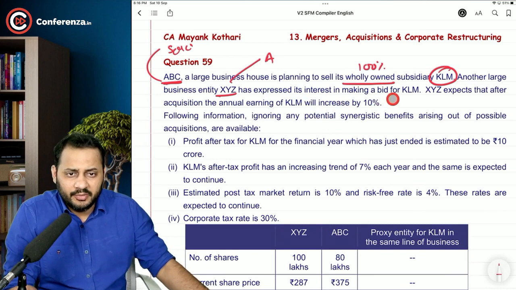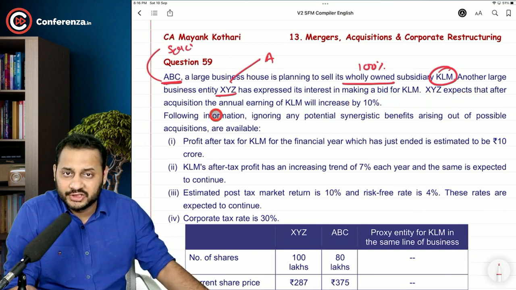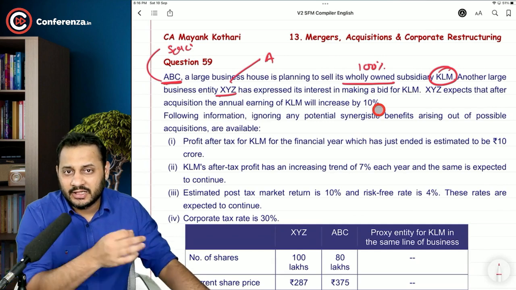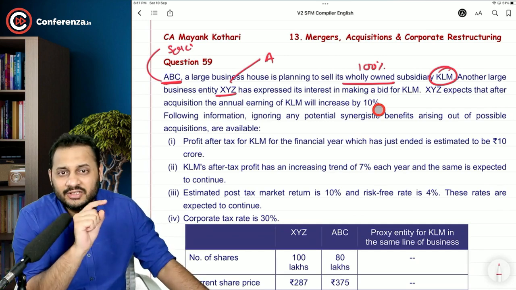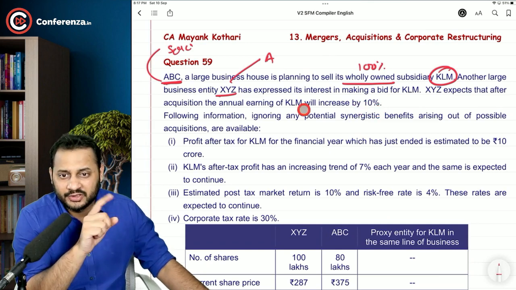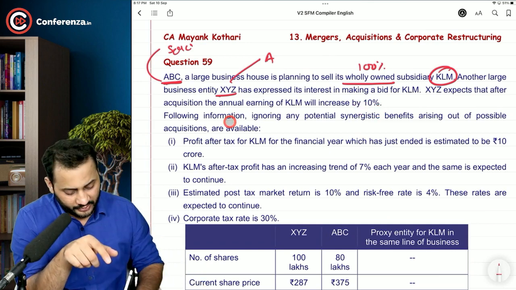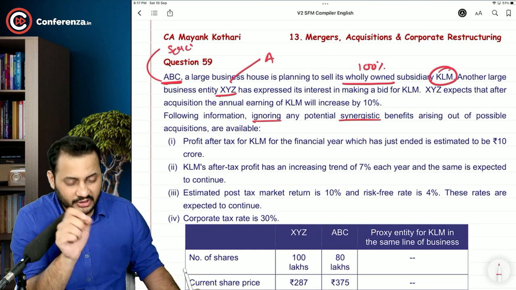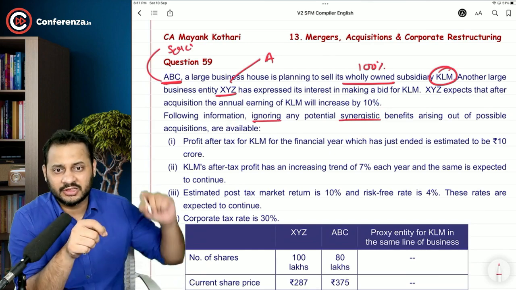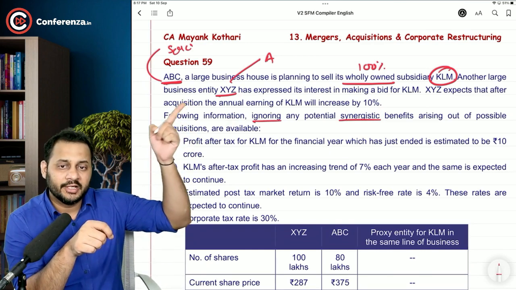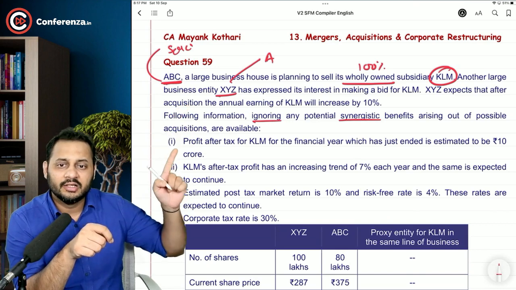its interest in making a bid for KLM. Now, XYZ expects that after acquisition, the annual earning of KLM will increase by 10%, as it was given in the previous question also, that after I acquire this company, the earnings of that subsidiary will grow by 10%. Following information ignoring any potential synergistic benefits arising out of the possible acquisition, that means ignoring this increase of 10%, the data is given.